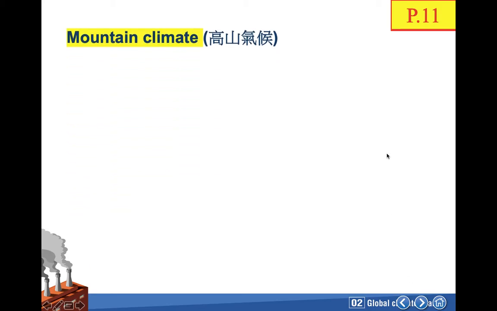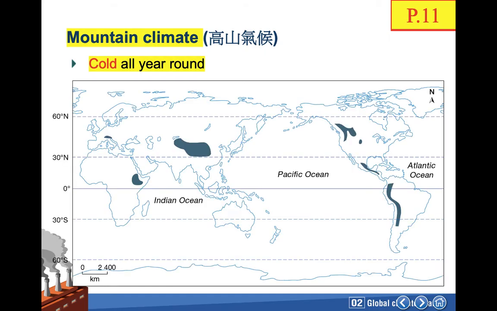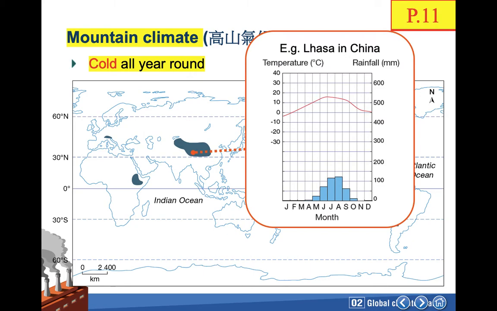For the last climate that we have to know, it is the mountain climate, 高山氣候啦. You can imagine if you are at the top of a very tall mountain, you will think that it's really cold. So mountain climate describes places that have cold air for the whole year. You could see here Lhasa in China, Lhasa 喺西藏嗰度啦.